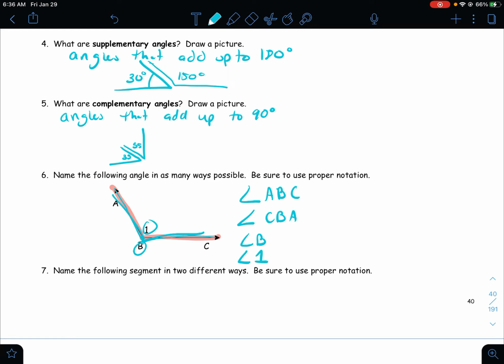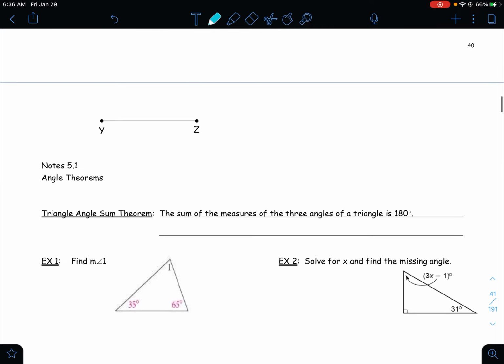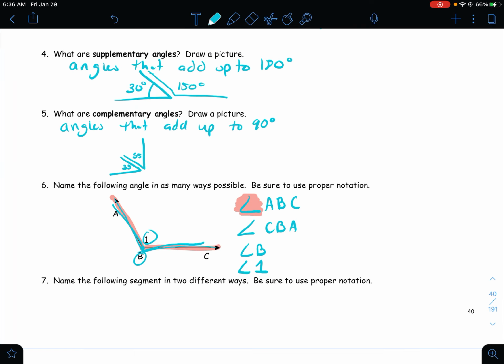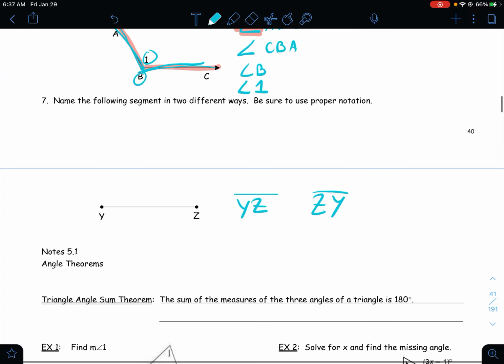All right. For number 7, it says name the segment in 2 different ways. Be sure to use proper notation. I guess I should point out for angles, we use this symbol. We're trying to say we have an angle. When we have a line segment, we put a little bar on top of it. So we'll say YZ, or in this case, we could say ZY. All right. Okay, so that was just a bunch of definitions, different things you should be aware of.